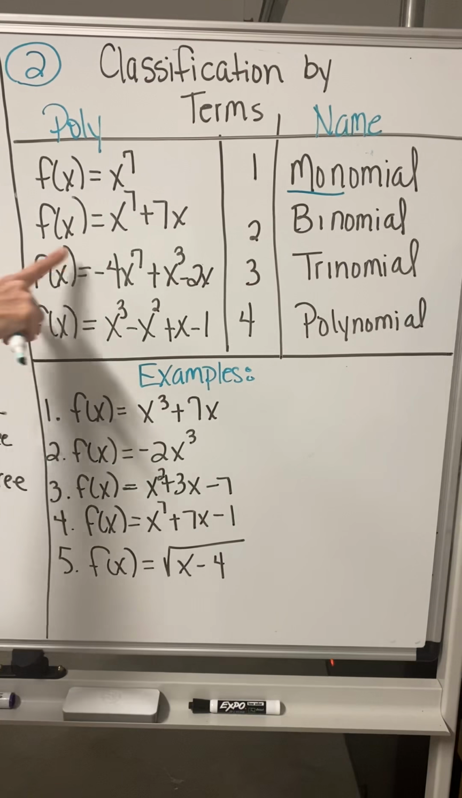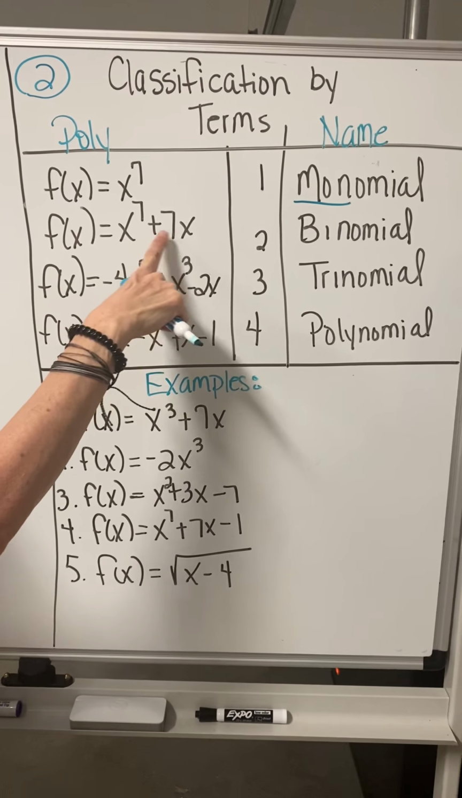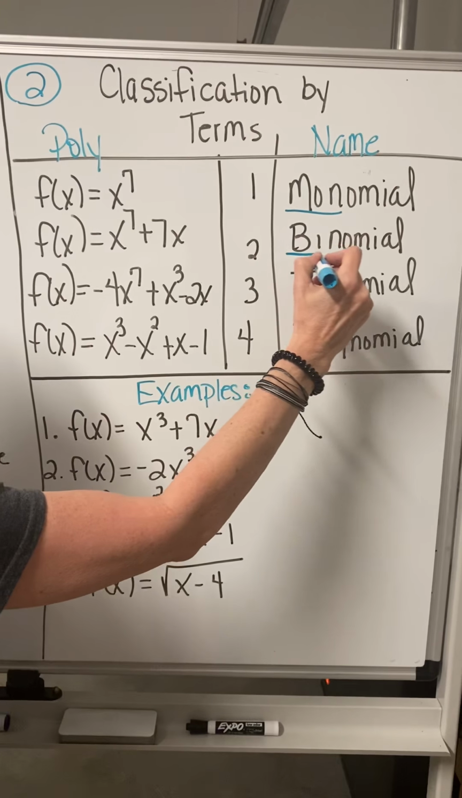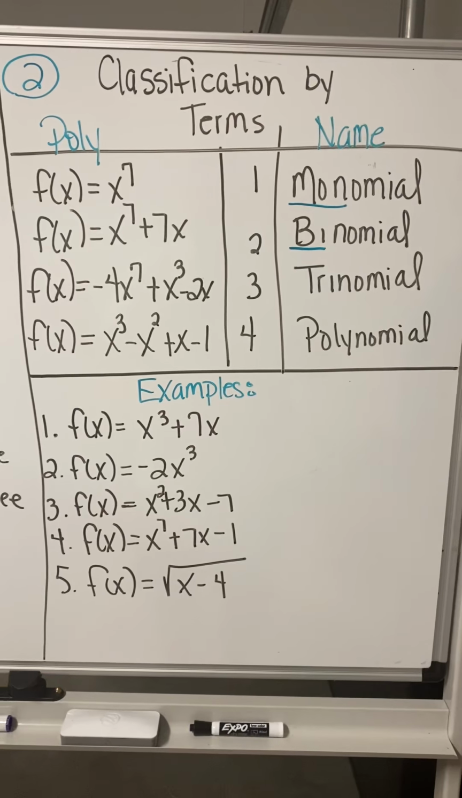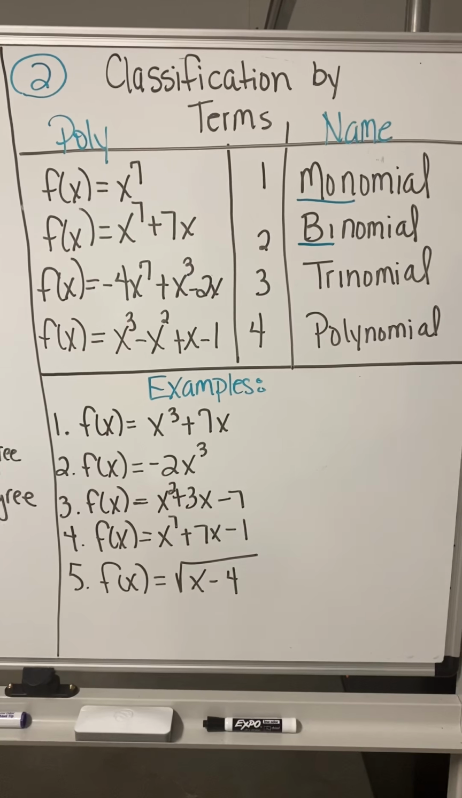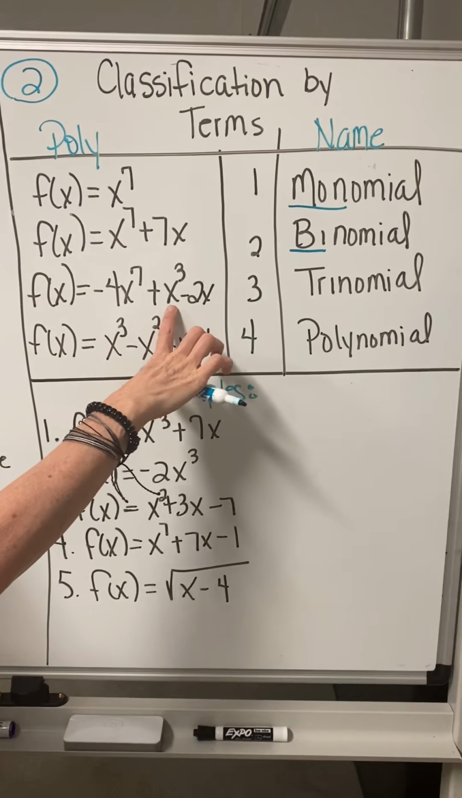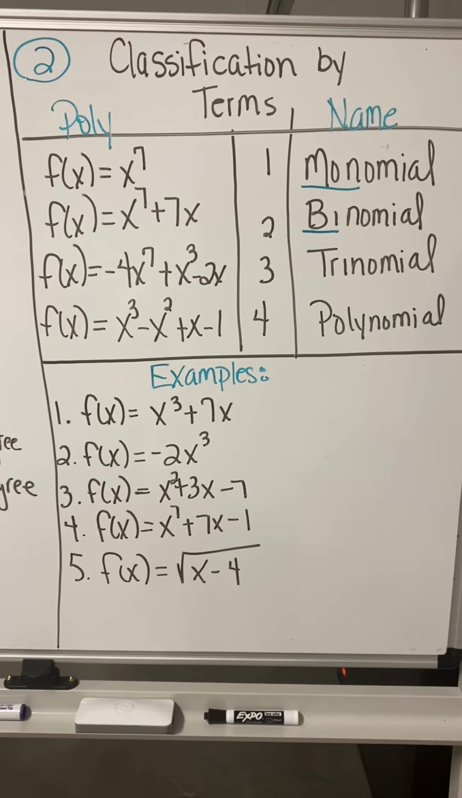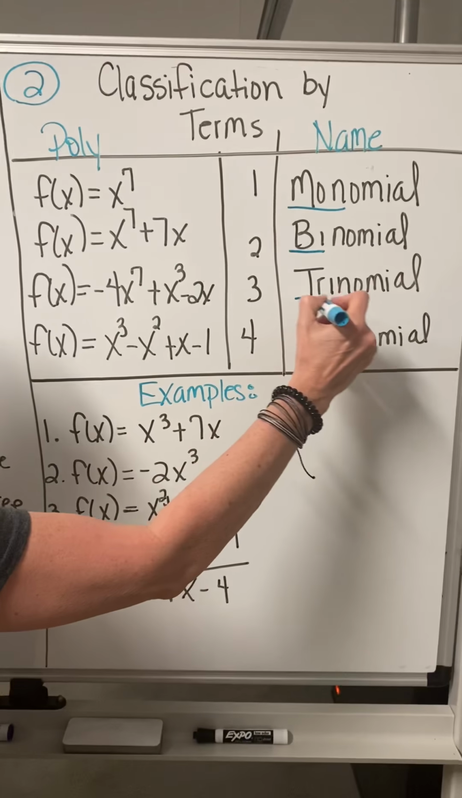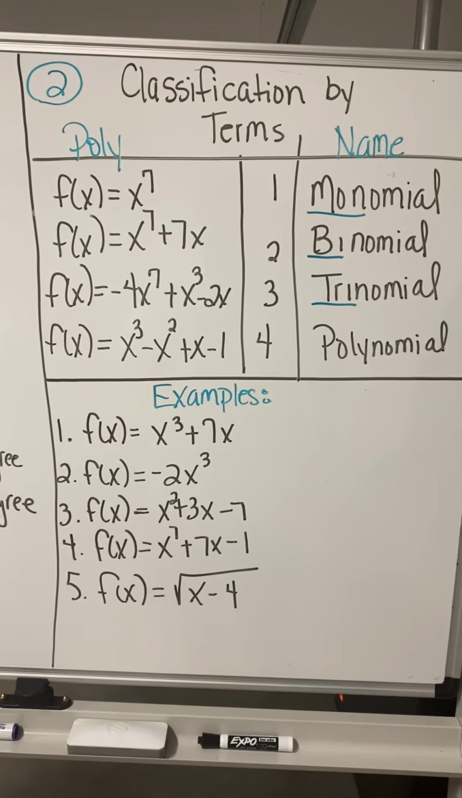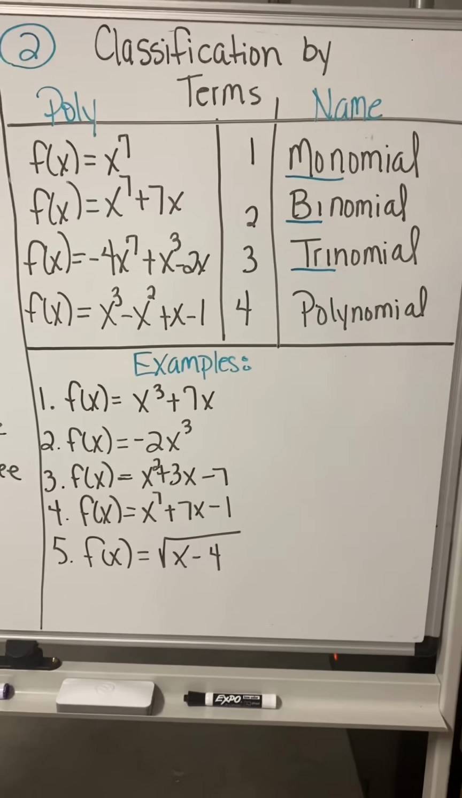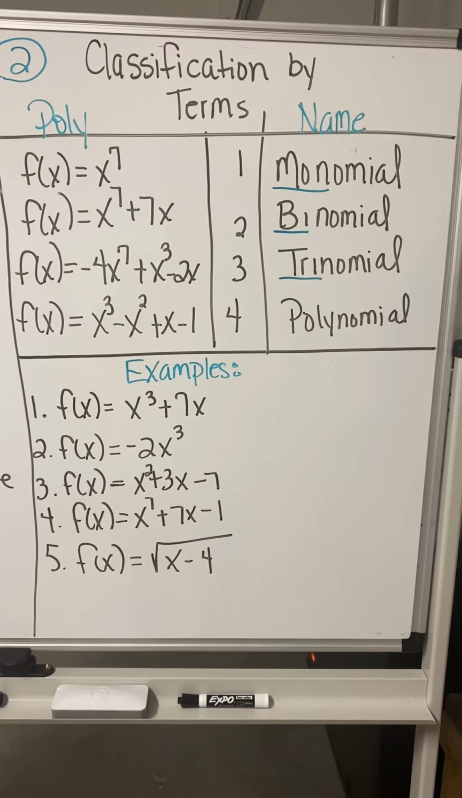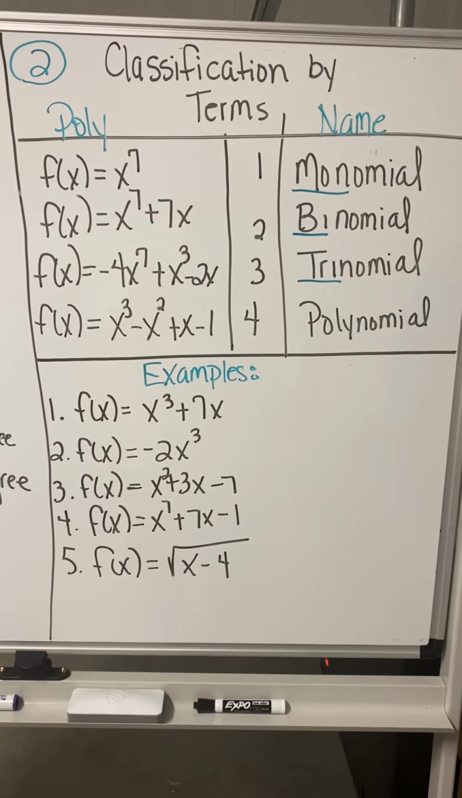In the second one, we have 2 terms, 1, 2. They're separated by that addition sign. If you have 2 terms, that's called a binomial. Bi means 2. In the third one, you have 3 terms, 1, 2, 3. They're separated by the addition and subtraction. If something has 3 terms, it is called a trinomial. And after that, if you have more than 3 terms, it's just called a polynomial. So in this one, it has 1, 2, 3, 4 terms. So anything that has 4 terms or more, we would call a polynomial.